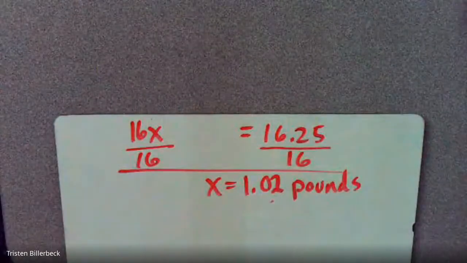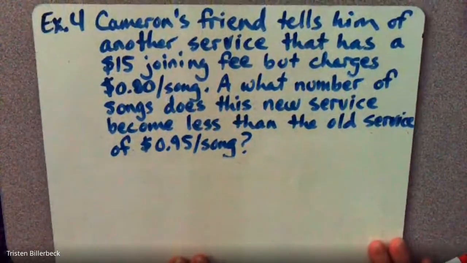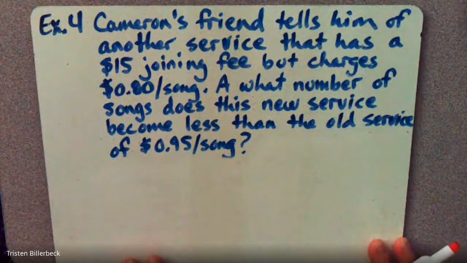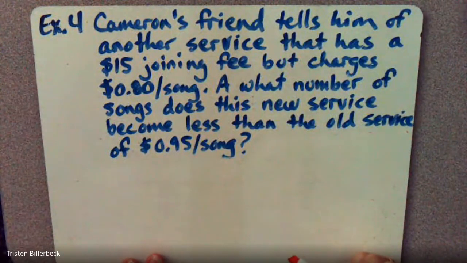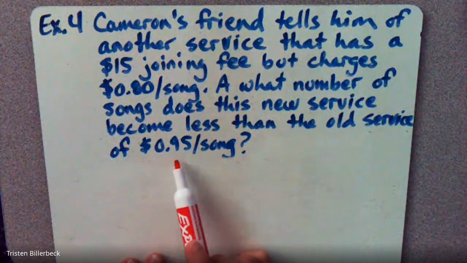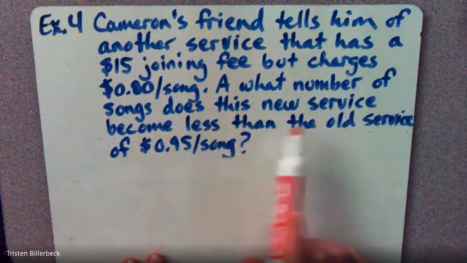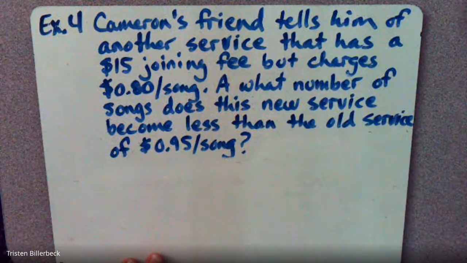Example 3. Okay, example 4 is pretty easy. So let's look. Okay, so Cameron's friend tells him another service that has a joining fee of $15, but it's only 80 cents a song. So it's a cheaper song per dollar than Cameron's current plan, which is 95 cents a song. So we need to know at what number of songs does this new service become less than the old service.